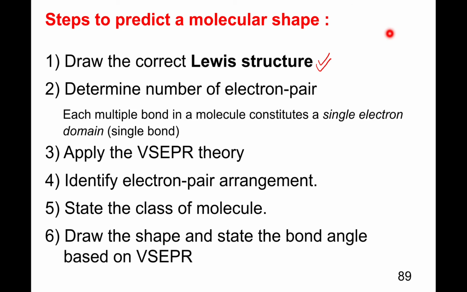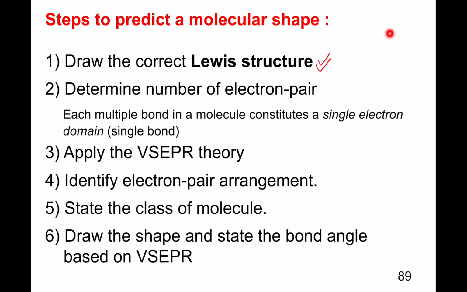If your Lewis structure is wrong, then your molecular shape, your polarity, your overlapping will be wrong. So the first step is very important. You need to know how to draw the correct Lewis structure. If you have problems in drawing the Lewis structure, please study the Lewis structure first before you continue with this molecular geometry.